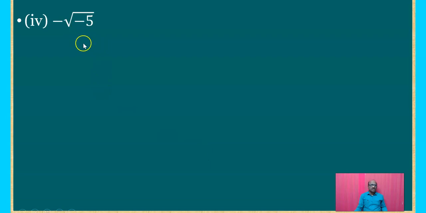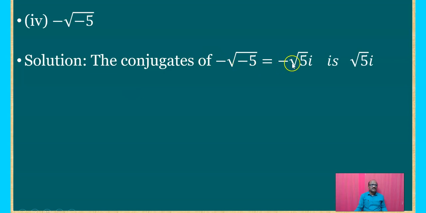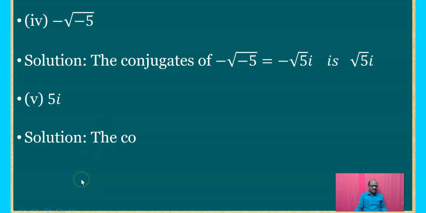Minus in bracket minus root 5, it's a solution. The conjugate of minus in bracket minus root 5, that is a minus root 5i, which is the root 5i. Now the conjugate is a root 5i. Okay. Next is a 5i, minus 5i.